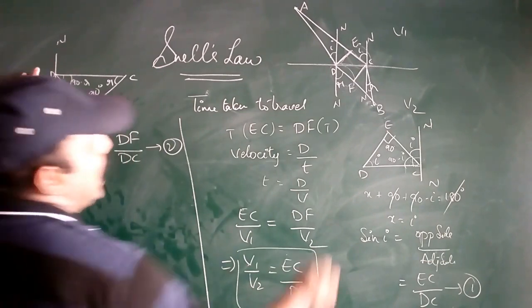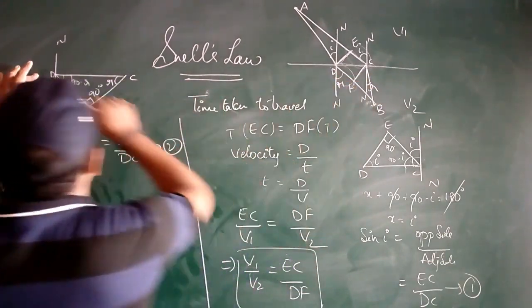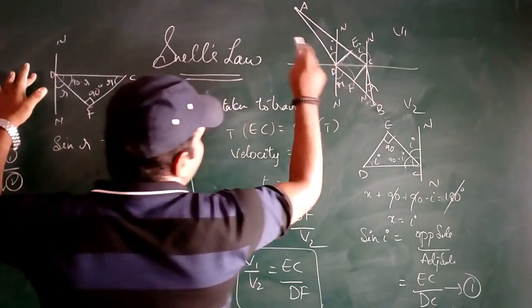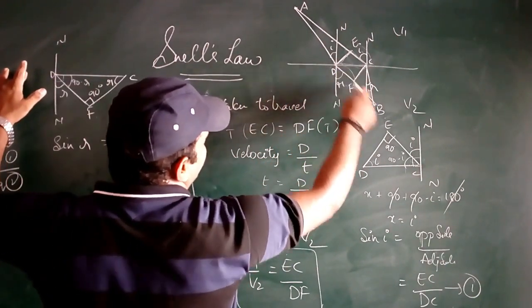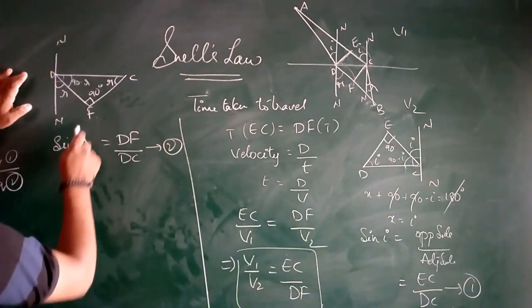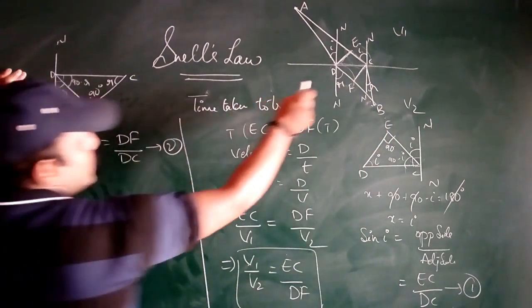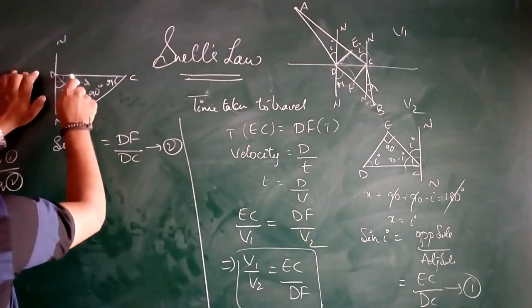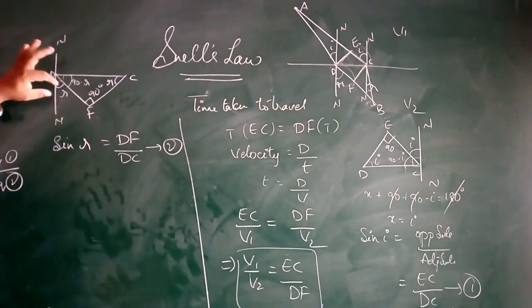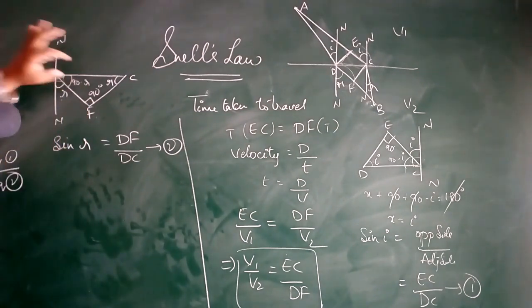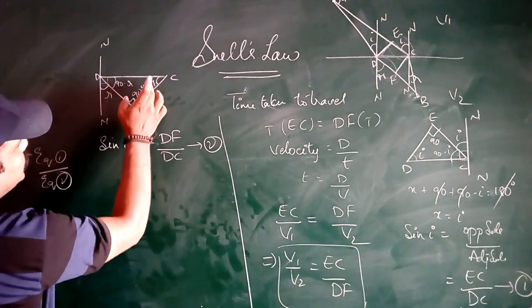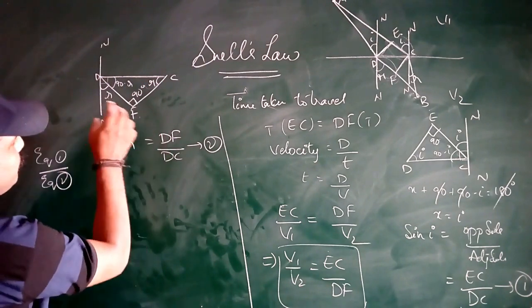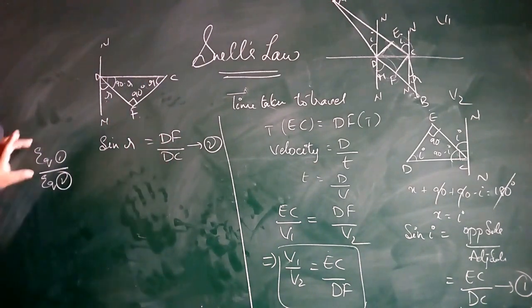Now again I will consider the lower part. This normal DCF is perpendicular to DB. Here this is our 90 degrees and this is our angle of refraction, R. If this part is R, this one will be 90 minus R, so this will be R. So sin R is equal to opposite side by adjacent side, DF by DC. Now equation 1 by equation 2.